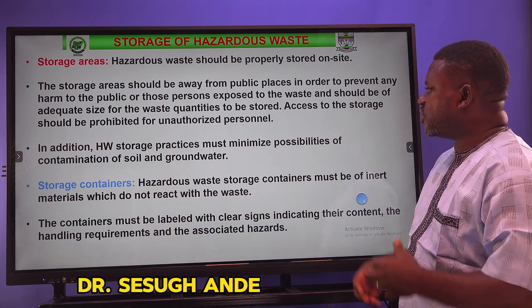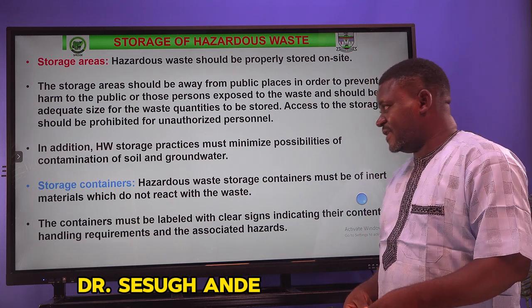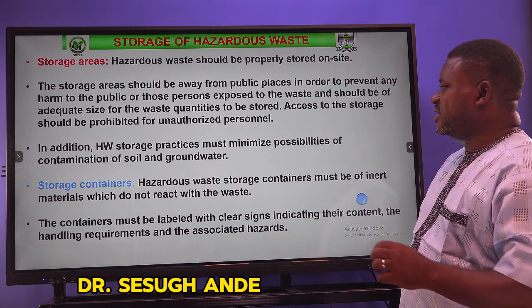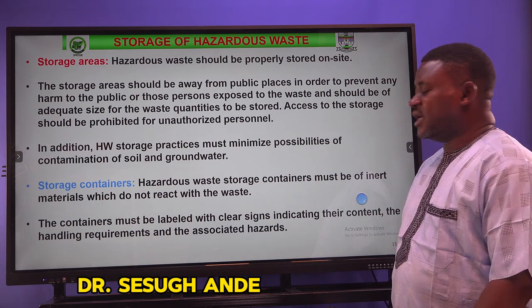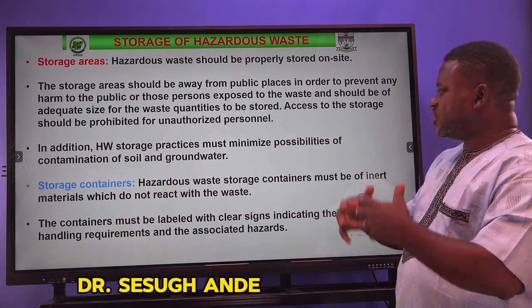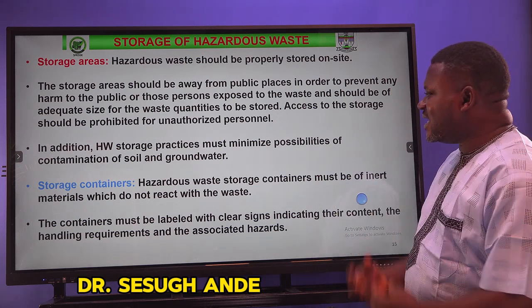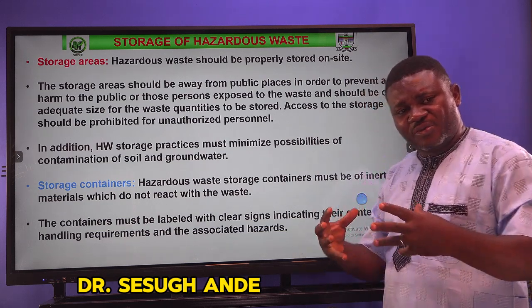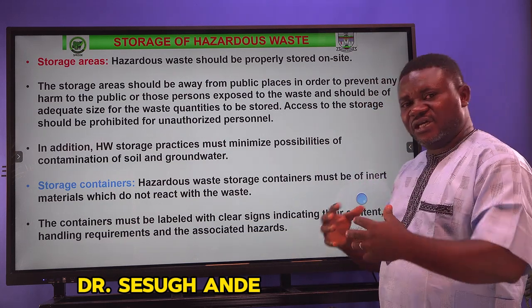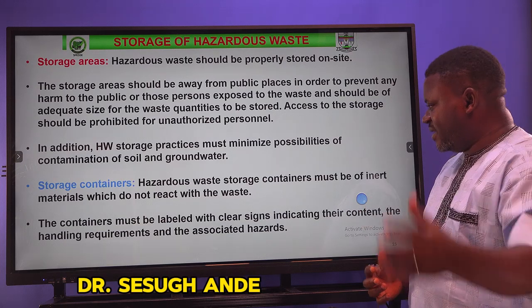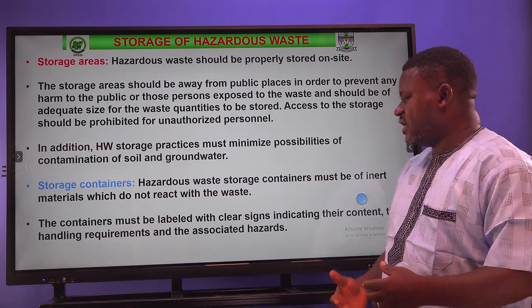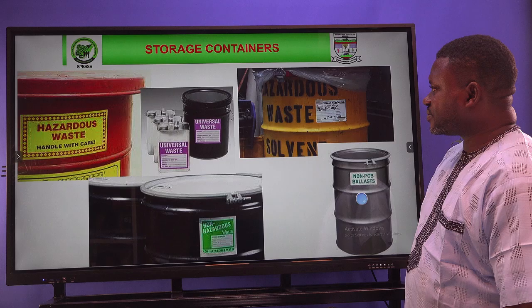Access to the storage should be prohibited for unauthorized persons. In addition, hazardous waste storage practices must minimize possibilities of contamination of soil and groundwater. Then the storage containers need to be clearly labeled, and they should be inert. That is, they should not be able to react with the material in any way. The containers must be labeled with clear signs indicating their content, handling requirements, and the associated hazards.